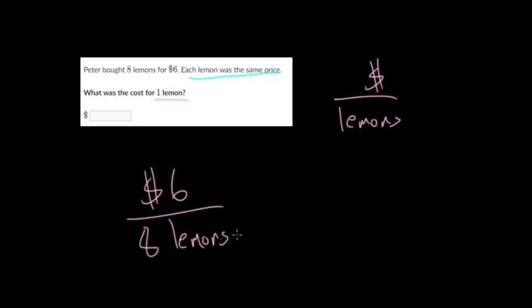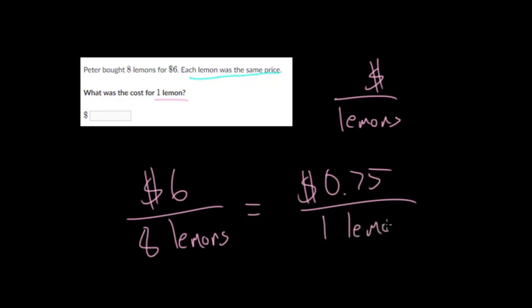So we want to know what is the cost for one lemon. The unit that we want one of is lemons. So lemons have to go in the denominator, and we're dealing with money, so money goes up top. So dollars per lemon, and we know we spent $6 on 8 lemons. And we just have to simplify this. So 6 over 8 is the same as 3/4, which is 75 cents. You can use a calculator for this. 6 divided by 8 is just 0.75. And so it's 75 cents for one lemon.